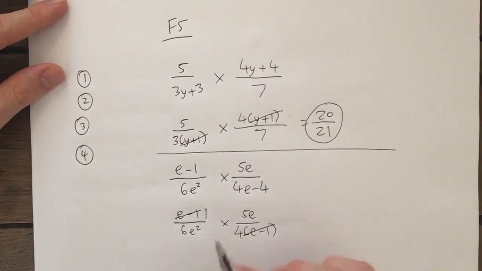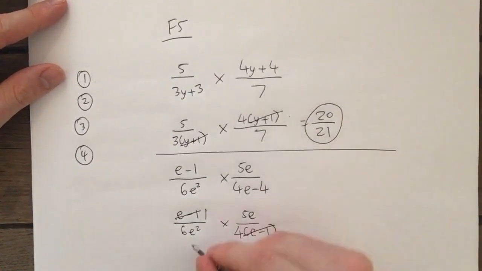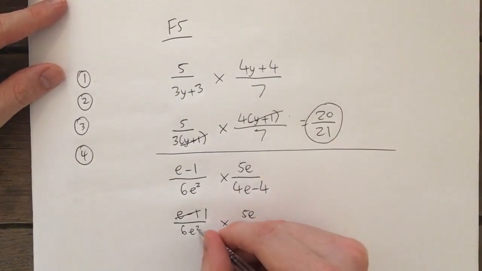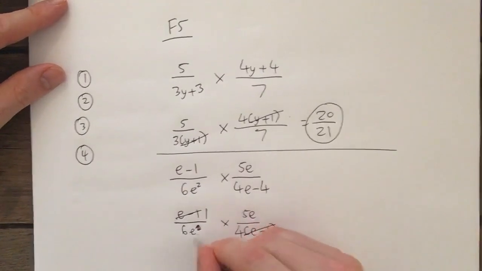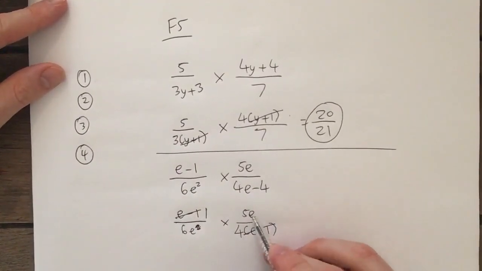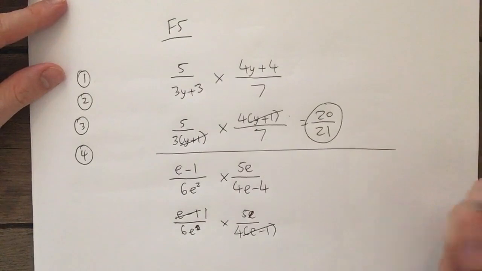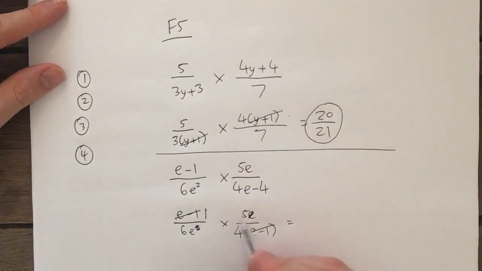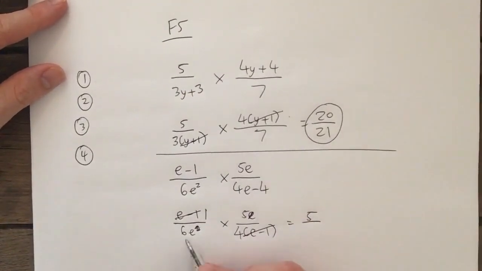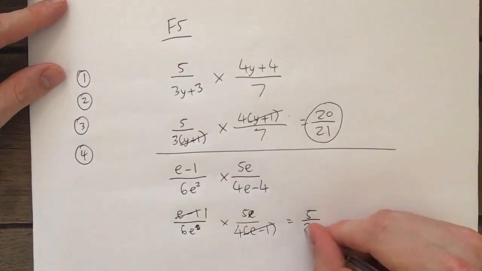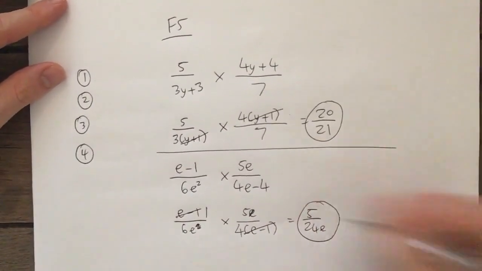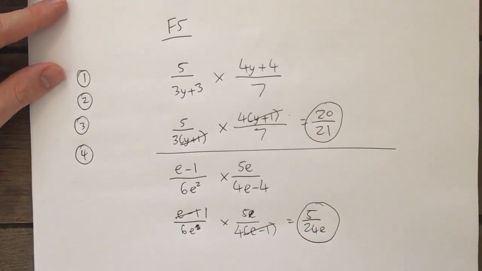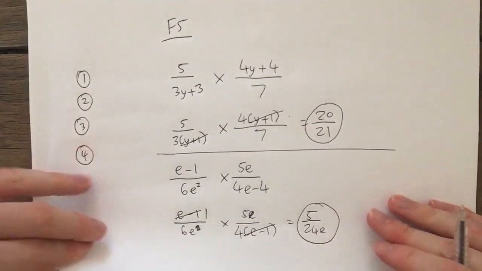Then I look here, even though I haven't factorised anything, I still could cross simplify. 6e squared, 5e, they both have e in common. So I divide by e, which leaves me just with 6e. 5e divided by e is just 5. So it will be 1 times 5 is 5. 6e times 4 is 24e. Final answer.